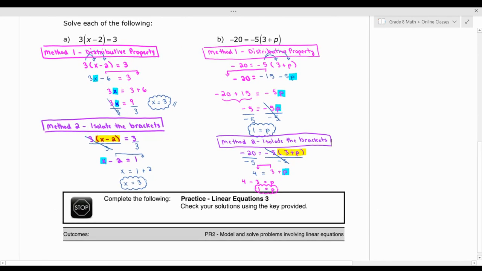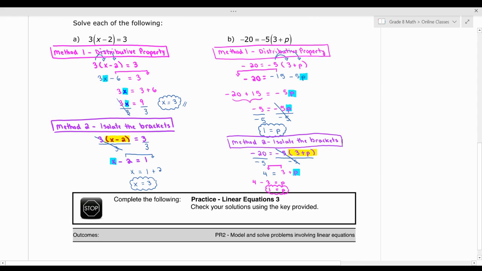What I might suggest, if method 2 is new to you, so if you've never seen this method before, is that as you try the practice worksheet, maybe try a question using method 1, then try the next one using method 2, and that way you can figure out which one you might actually prefer.